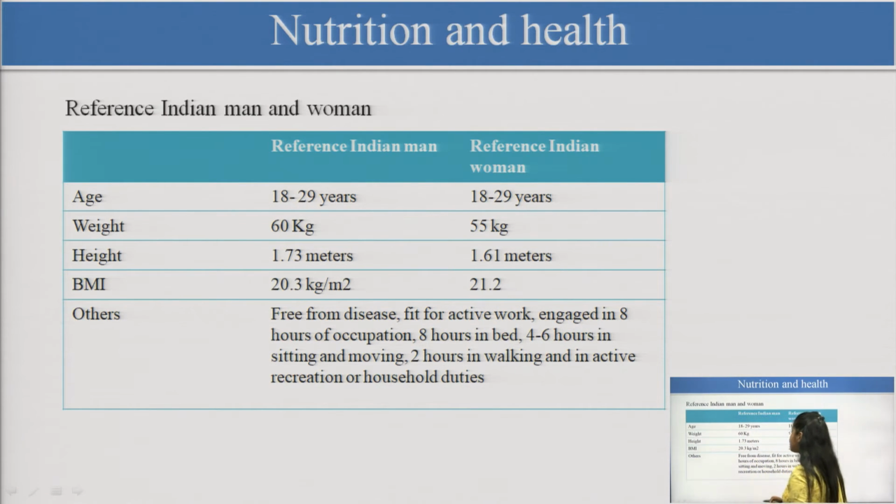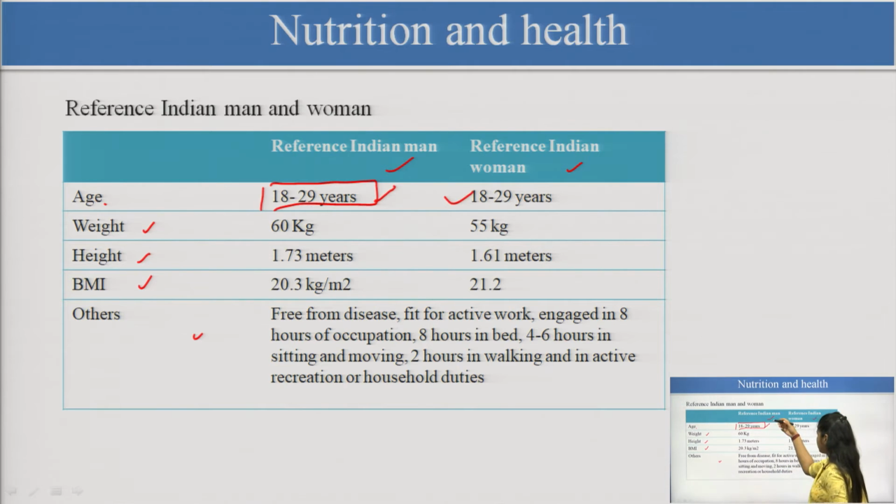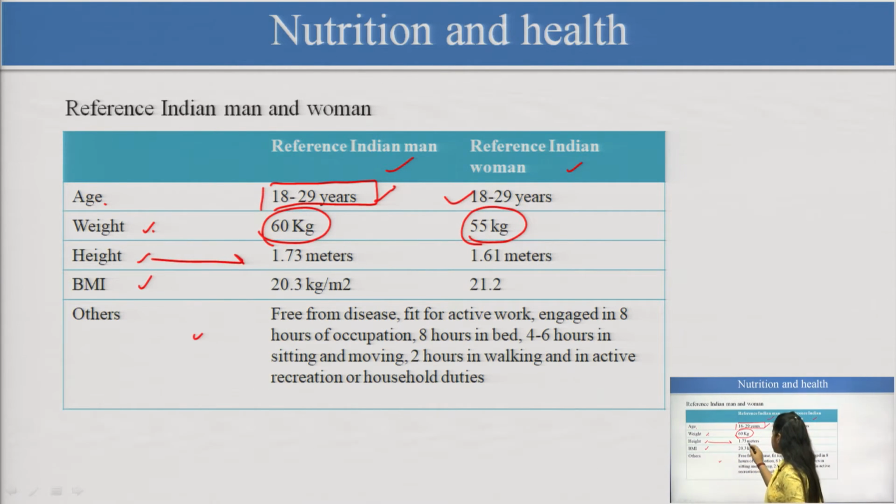Then there is one reference which is given for the Indian man and woman. So this is the ideal reference. It shows what weight, height or BMI an Indian man or woman should have according to a particular age. There are some parameters which we are including for males and females. We have taken the age group of 18 to 29 years, for both men and women. The weight is 60 kg for the man, and for the Indian woman the weight is 55 kg. The height is 1.73 meters for the man and 1.61 meters for the woman.